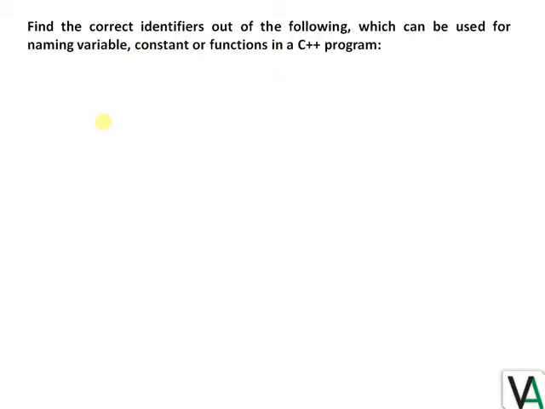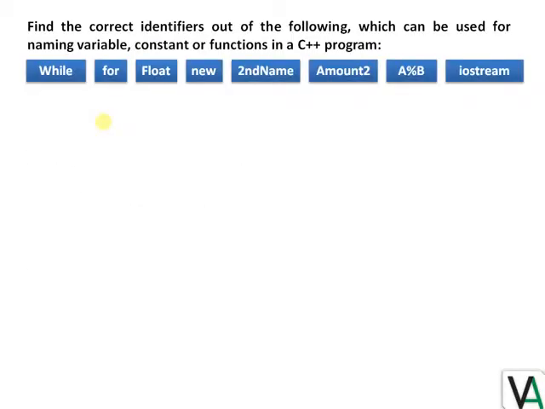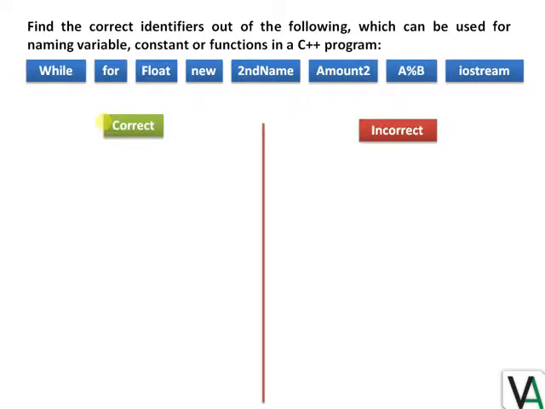So next I have a list of identifiers, and you are to just pick out which of these are correct and which of these are incorrect. So you do it yourself. Just pause the video over here and give it a try. Okay, I have divided the slide into 2 partitions. One is for correct and the second is for incorrect. Just find the correct identifiers out of the following which can be used for naming a variable, constant, or function in a C++ program.